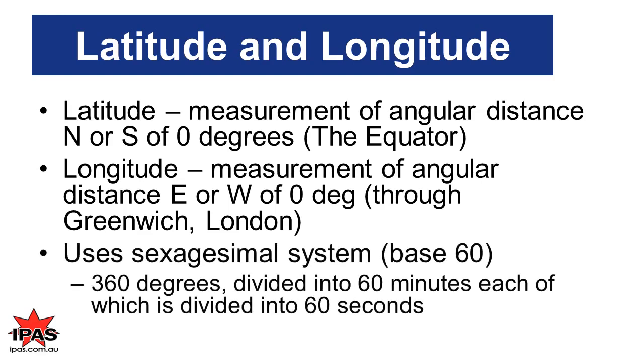The system that we use in latitude and longitude is a sexagesimal system, which is a base 60 system. What that means is that the entire world is divided up into 360 degrees, which is a multiple of 60. And those 360 degrees are each divided into 60 minutes, which again are each divided into 60 seconds. Let's have a look at an example of that.